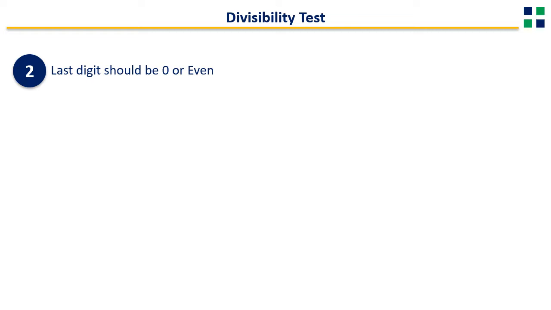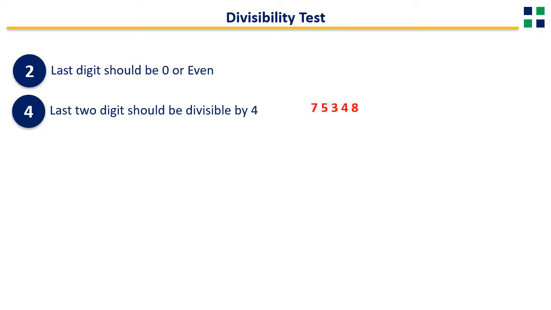वही बड़ा number 4 से divisible है कि नहीं, ये कैसे check करेंगे? For 4, we check the last 2 digits. If the last 2 digits are divisible by 4, we say the entire number is divisible by 4. For example, I take a number 75,348. अब ये 5 digit number में अगर आखिरी के 2 digit that is 48 4 से divisible है तो पूरा number 4 से divisible हो जाएगा.